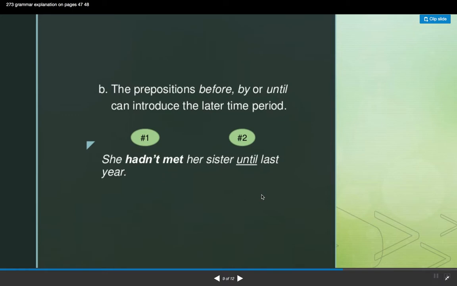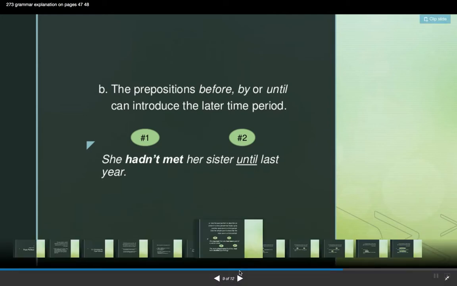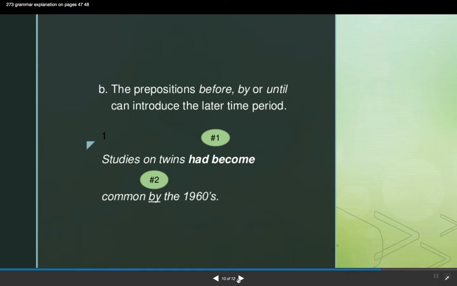Here is an example with until. She hadn't met her sister until last year. And an example with by. Studies on the twins had become common by the 1960s. This happened before this or by this.